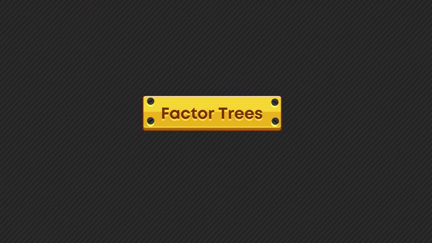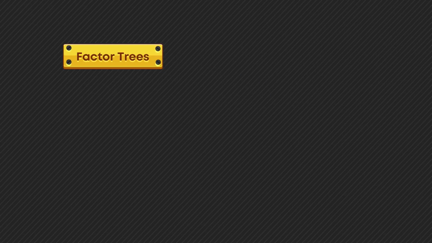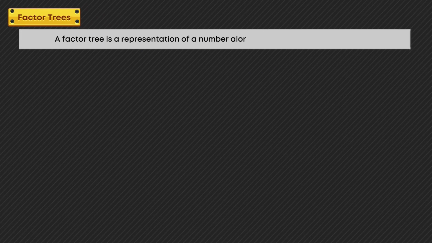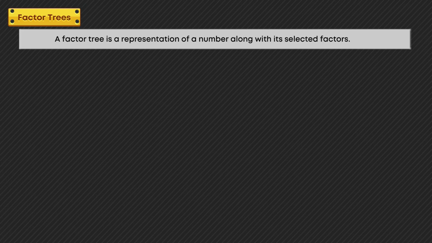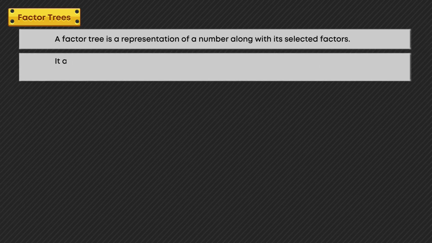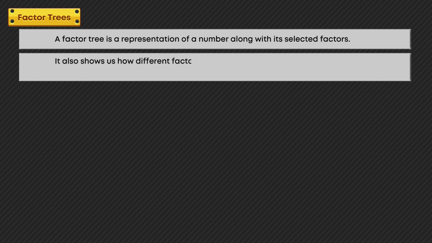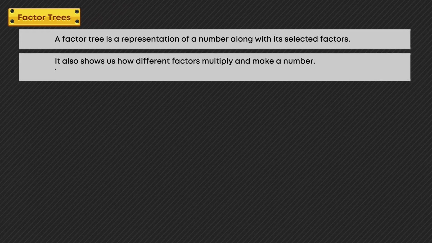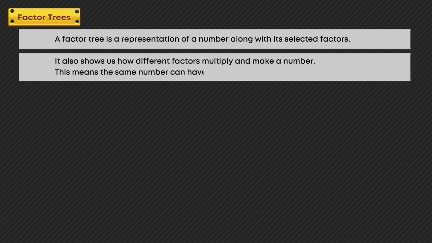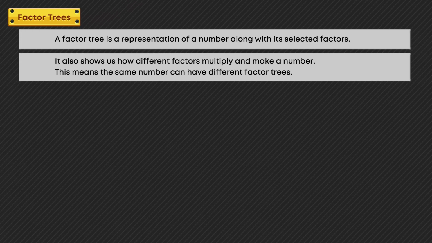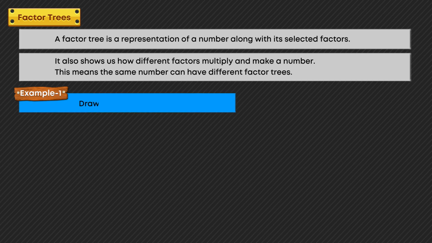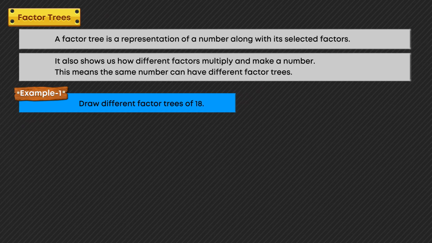Factor trees. A factor tree is a representation of a number along with its selected factors. It also shows us how different factors multiply and make a number. This means the same number can have different factor trees. Example 1. Draw different factor trees of 18.